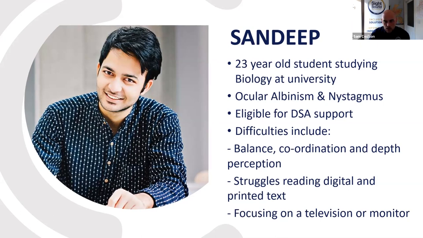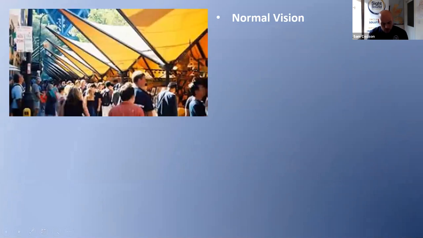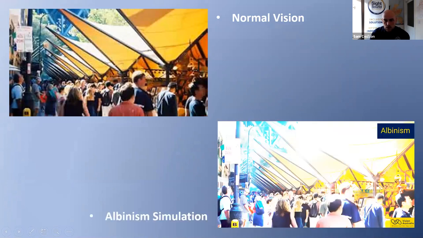Now this just gives you another simulation of what ocular albinism can cause. So this is what somebody with normal vision would see, and just to get the contrast, this is what Sandeep may see. Everything is much brighter, much higher contrast there. So that gives you a general idea of Sandeep's condition.